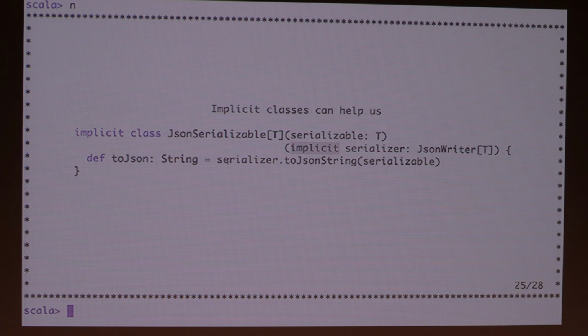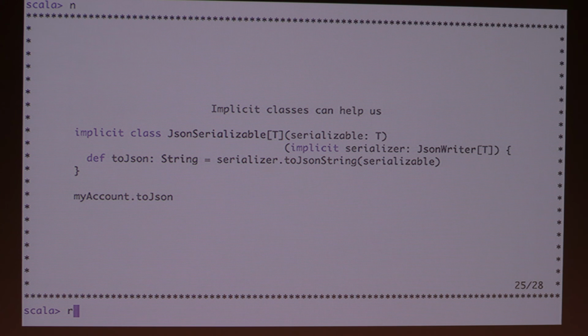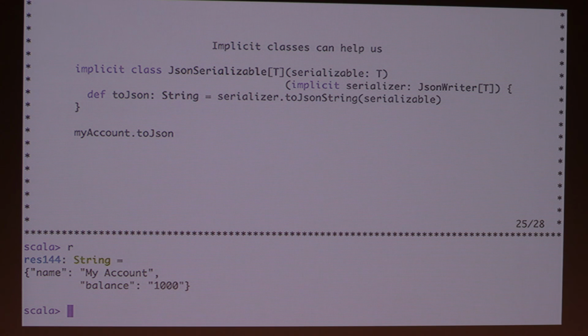And now the implementation of this JSON serializable is very easy. We have this def toJSON, which will use the serializer from the implicit scope to serialize our type T to our JSON type. We can run this, and now we can also serialize our account like this. So what we see here is we actually used implicit values here for JSON writer T, and we also use implicit class to add some methods, or well, make toJSON available on our model class in this case.